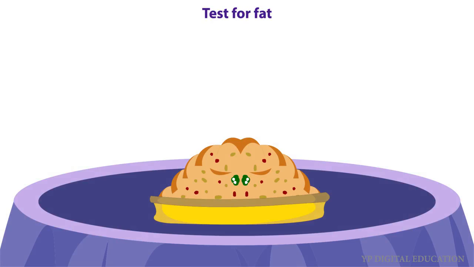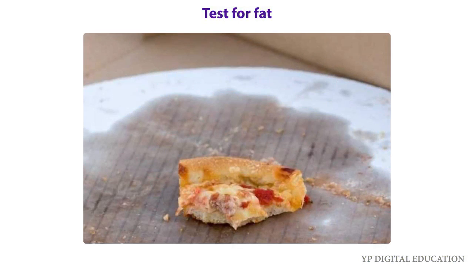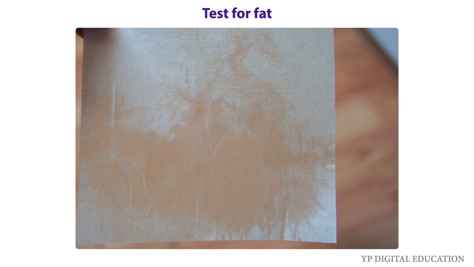Take a small quantity of a food item in which we want to perform this test. Wrap it in a piece of paper and crush it. Take care that the paper does not tear with food. Now straighten that paper and observe it carefully.